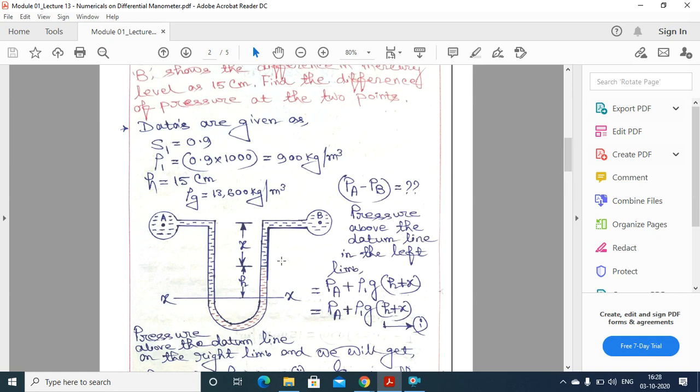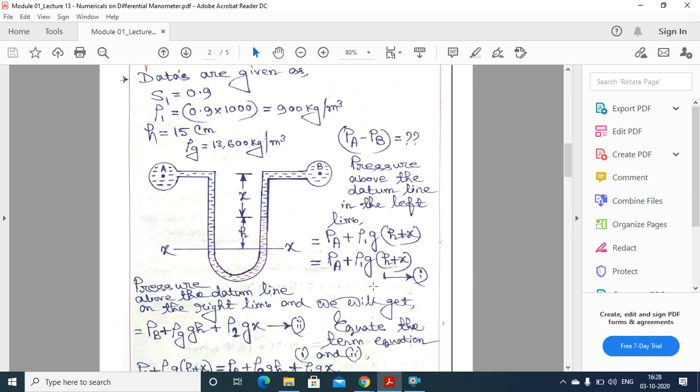So from here you can see that rho 1 is the density of the liquid which is contained in this pipe, rho 1 g, and the total distance of this point A from the datum line will be small h plus x. So PA plus rho 1 g into (h plus x). This will be our equation number 1, that is the pressure above the datum line in the left limb or left column.